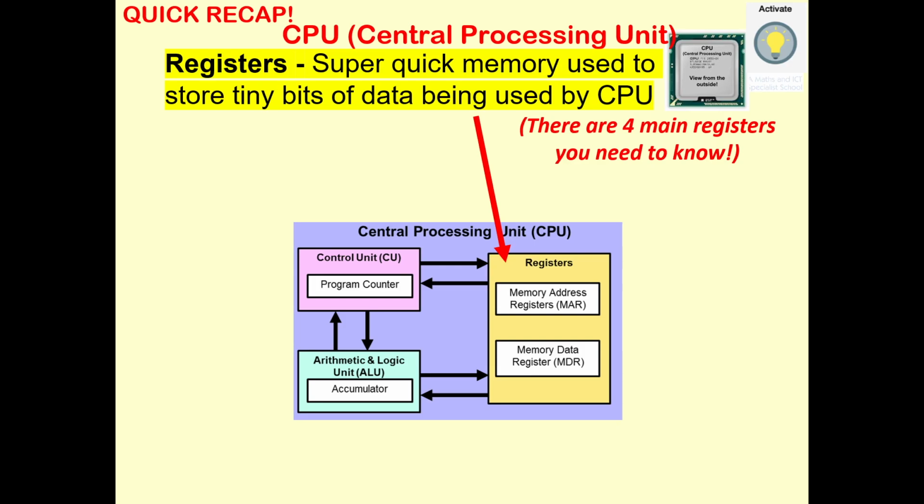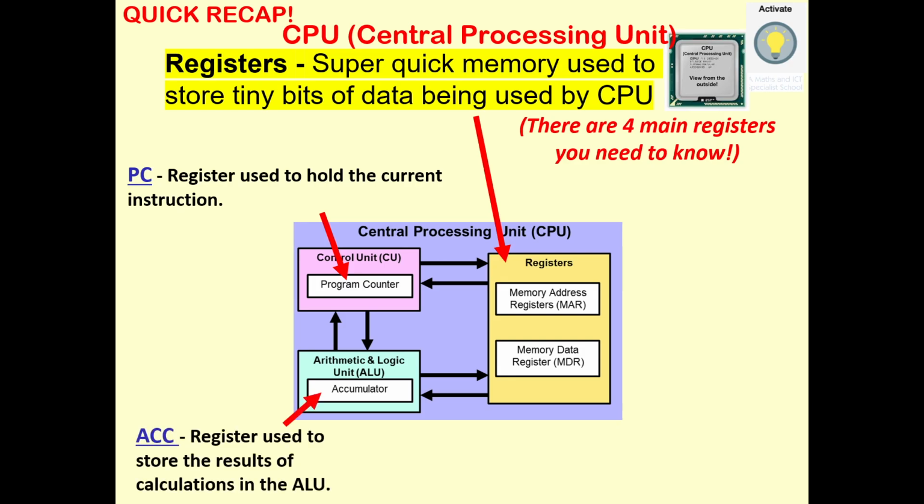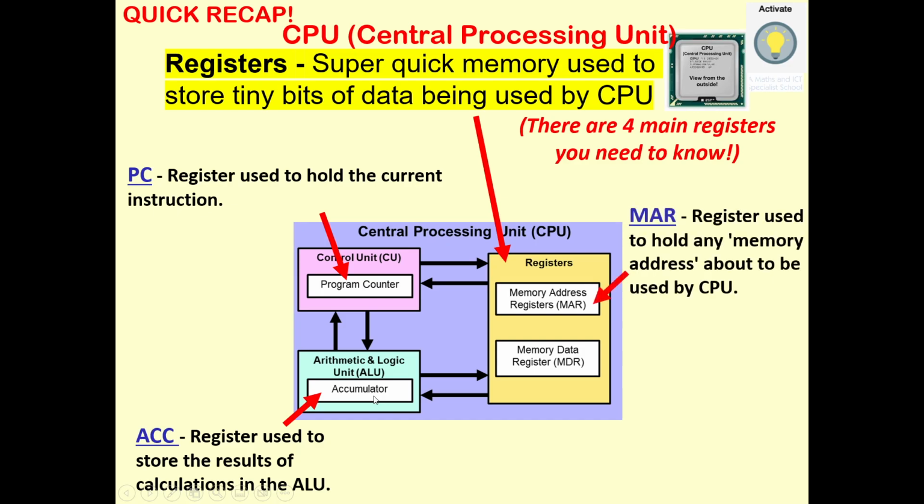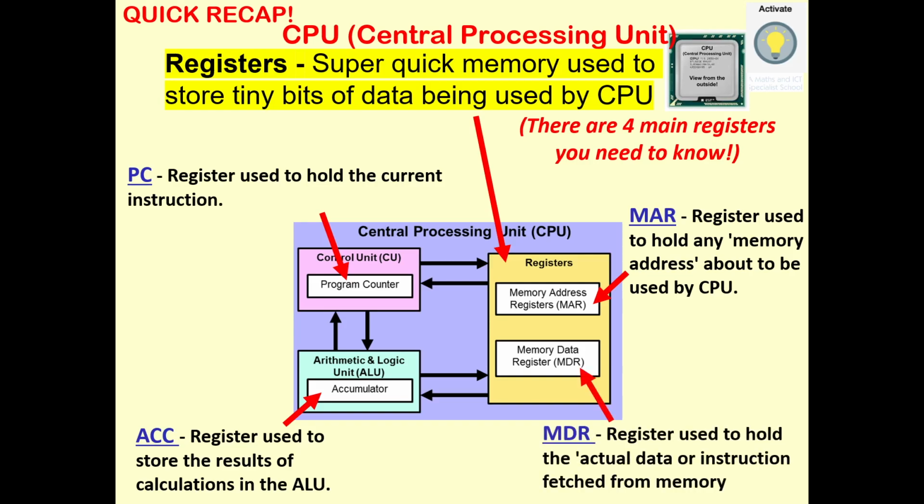There are 4 registers, super quick memory holding tiny bits of data. There's the PC, the program counter, that holds the current instruction it's about to do. The ACC, or the accumulator, stores the results of any calculations by the ALU. See where it is, it's inside the ALU. Then you've got the MAR, which holds the memory address about to be used, the one that's about to be fetched and decoded. And the MDR, memory data register, holds any data or instruction that's been fetched from main memory. So it holds data, not an address, data. Okay, those are your 4 registers.